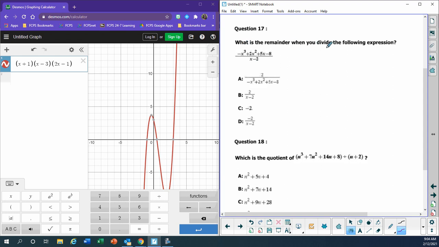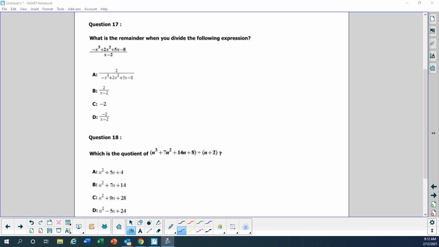So what is the remainder when you divide the following expression? So there you go. All right, so this question is asking what's the remainder when you divide the following expression, right? So you can do it in any way. Synthetic division is better for you.